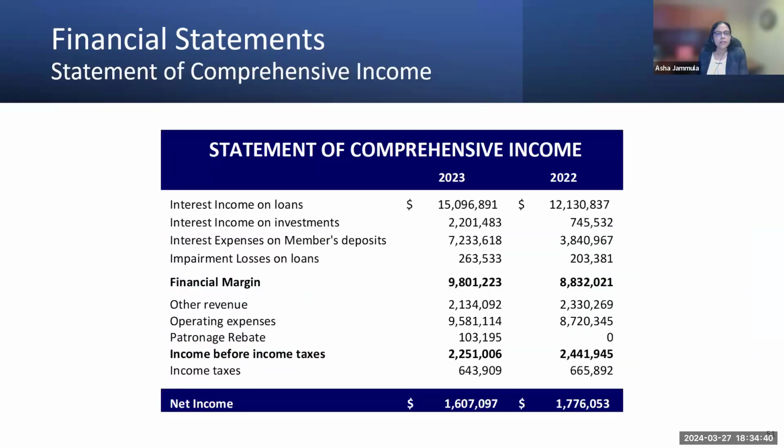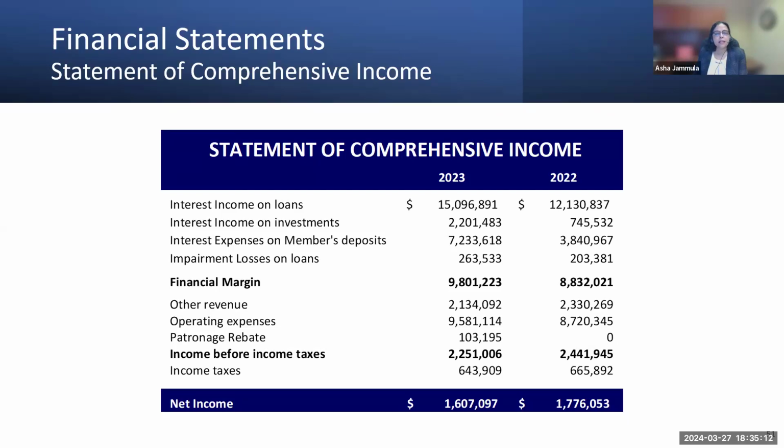Now turning on to our statement of comprehensive income on page 4 of the financial statements, we observe a noteworthy increase in interest income on loans, which totaled 15 million compared to 12 million during the prior year. This increase comes from portfolio growth and higher interest rates. Interest earned on our investments also witnessed a substantial rise, reaching 2.2 million compared to 745,000 in the previous year, primarily due to higher interest rates and increases in our investment portfolio.